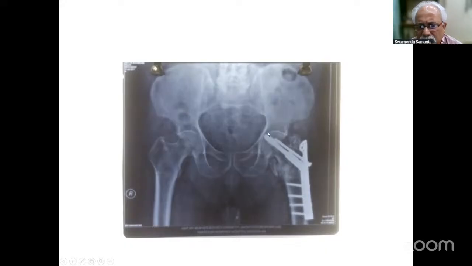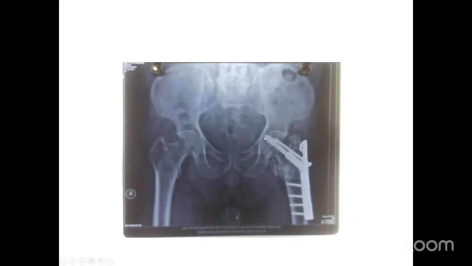If you see the tip of the implant, where it has gone, the fracture is here. The barrel has probably not slid properly, that's why there is a collapse, which is meant for the trochanteric fracture. But now the tip of the dynamic hip screw is beyond the margin of the femoral head, so it is now touching the acetabulum. Agreed? Yes, sir.